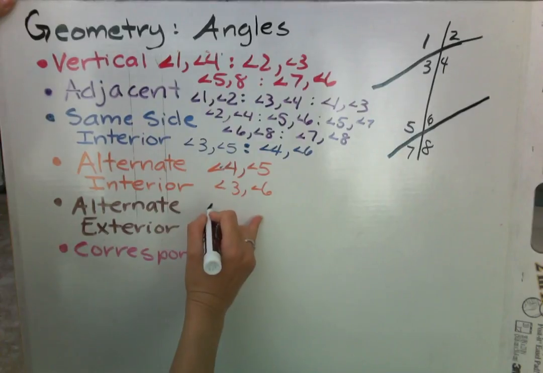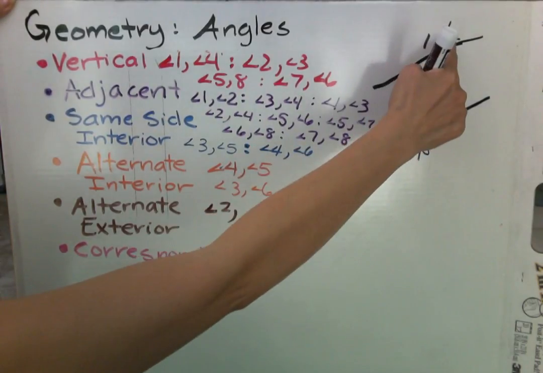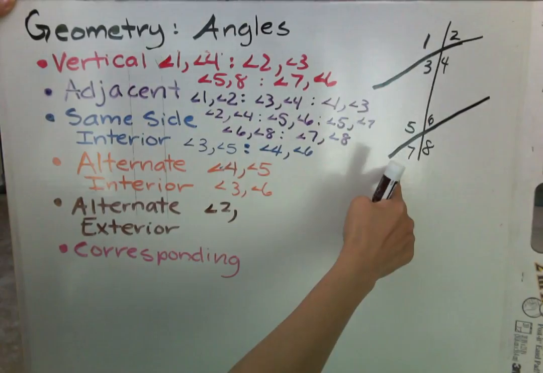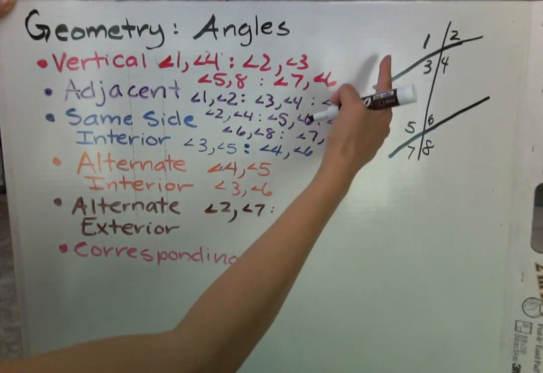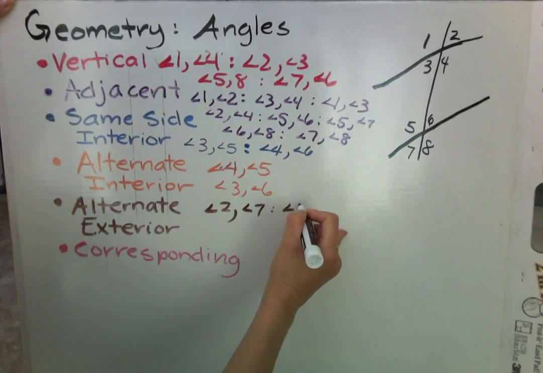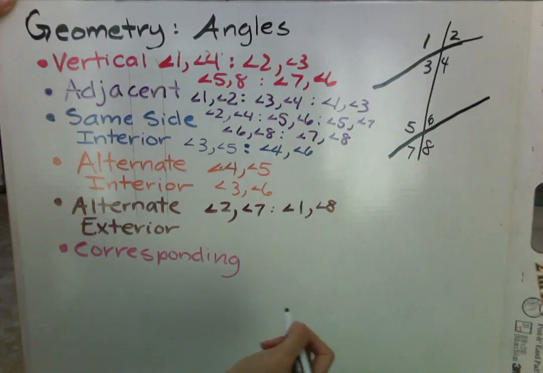So angle 2 is an alternate exterior to angle 7. One's on the right side of the transversal, one's on the left side. And the other pair would be angle 1 and angle 8. Those are alternate exterior.